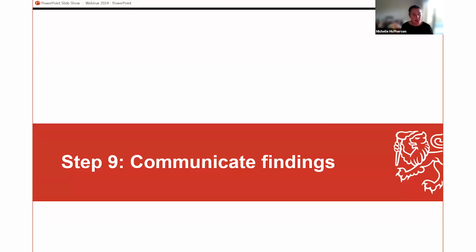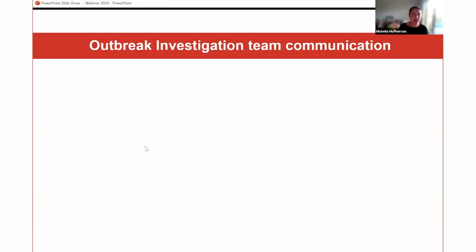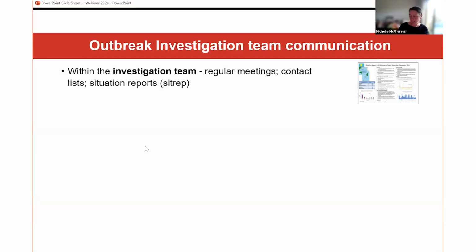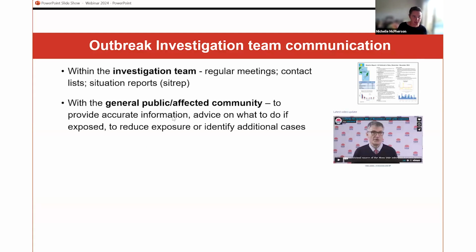Okay, step 9 is also another one that you do the whole way through the outbreak, not just when you get to it in the order of steps, and that is to communicate your findings. And we typically communicate our findings with several different groups. Within our investigation team, we will have regular meetings. We will contact each other outside these meetings, and we will keep a running situation report, or SITREP, which has all the details about the outbreak and is added to as you move through the investigation.